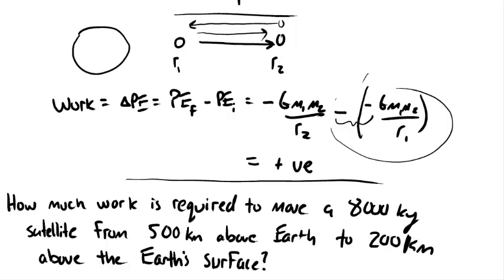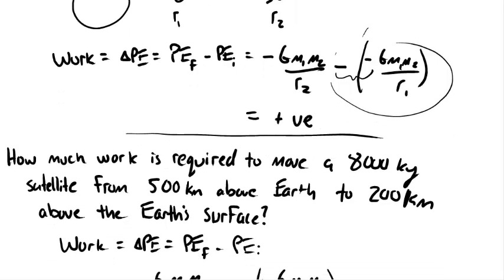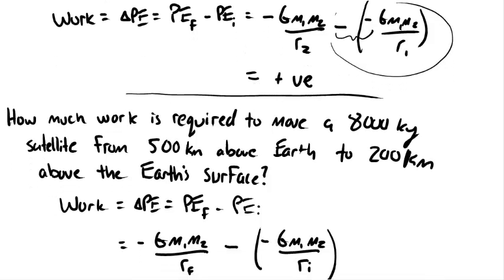Alright, so if we take a look at an example here, how much work would it require to move an 8,000 kilogram satellite from 500 kilometers above the Earth to 200 kilometers above the Earth's surface? So we're going to look at work, and work is change in potential energy, which is final potential energy minus initial potential energy. And so we write out the formulas.